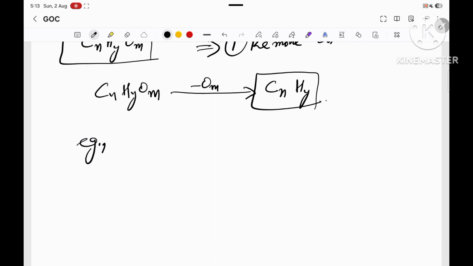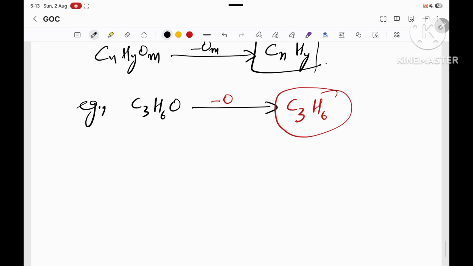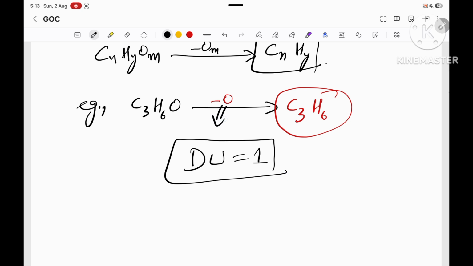For example, C3H6O minus oxygen atoms. It will make it here C3H6. So its du is equal to 1 because we had to remove one oxygen atom.